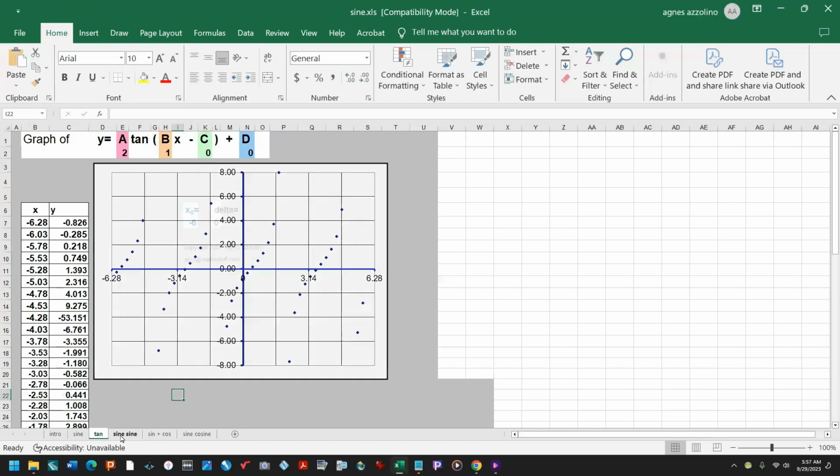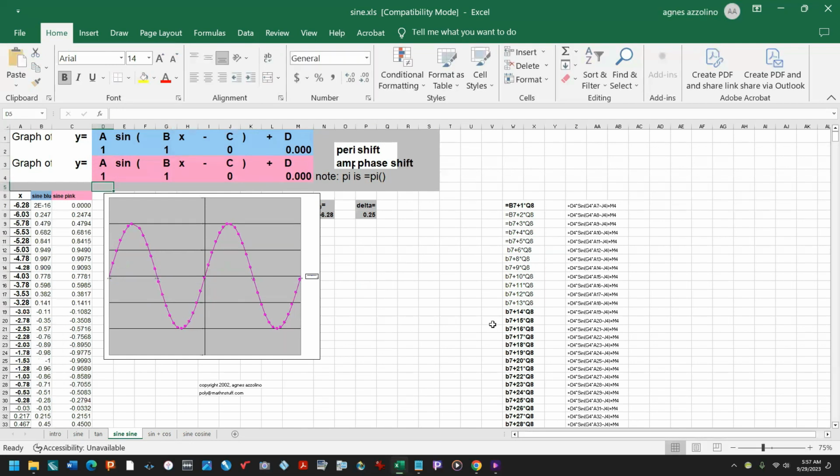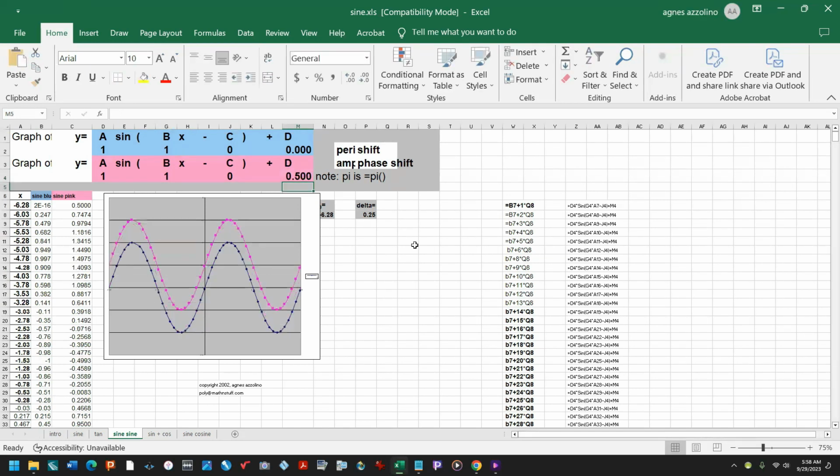Tangent, sine, sine. This is the one I use the most often. The top function is blue, the bottom function is pink. Let's make them the same. And now we get one right on top of the other. Let's go a shift. Let's make this 1. Now let's make it 0.5. Shifts it up. No big deal.